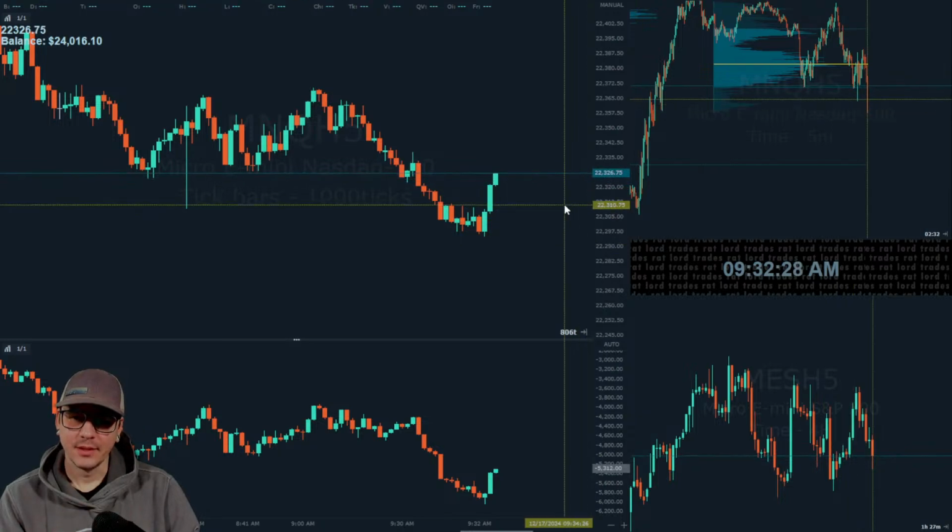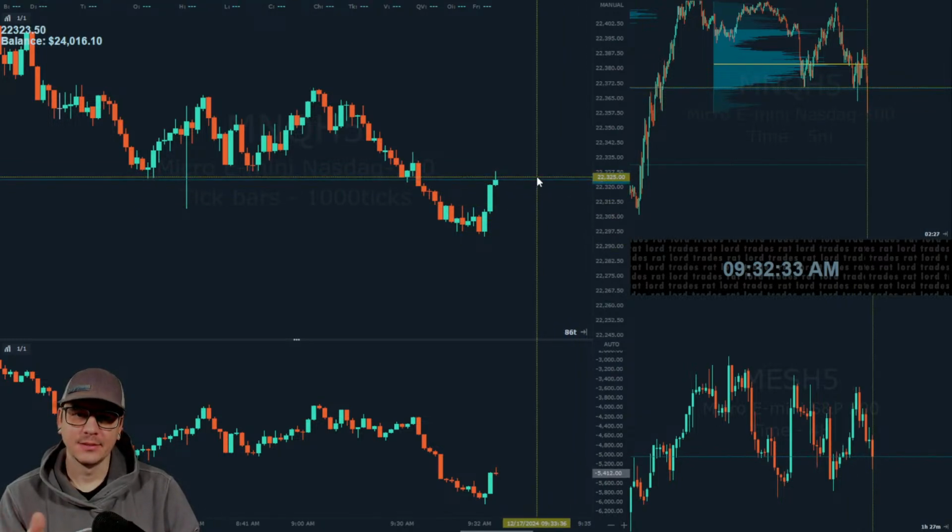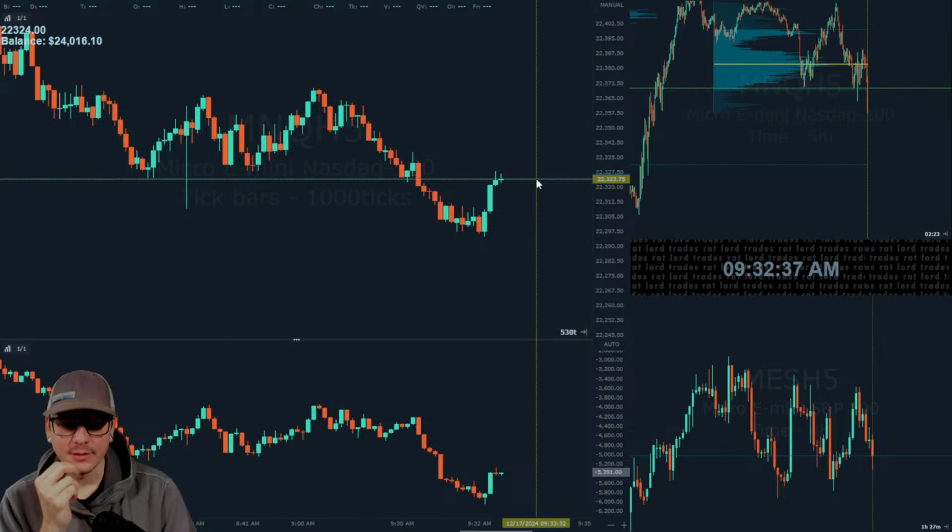I also pulled up the Z chart, and the Z chart is all the way down at 2200, and this H chart is at 300. It's a 300-point difference.